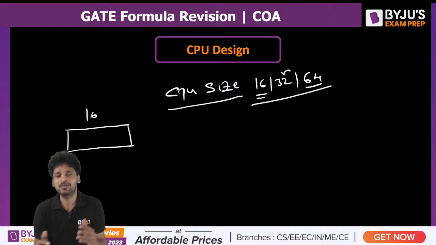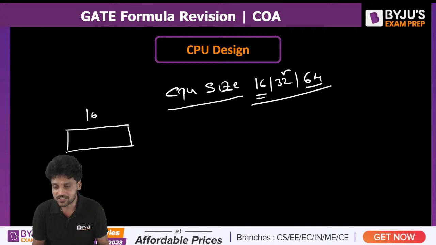Unless stated otherwise, instruction size will be equal to the CPU word size, or the CPU architecture size. If the CPU size is equal to 16 bits, instruction size will also be equal to 16 bits 80% of the times. But sometimes there will be two-word instructions. At that time, one instruction size will be equal to 32 bits. Fine. Let us forget about everything.